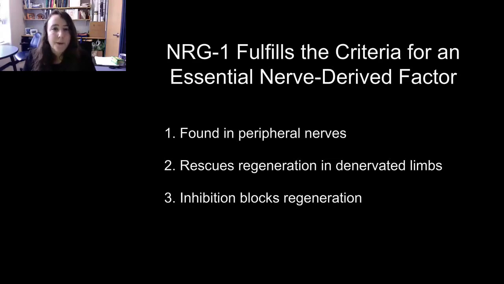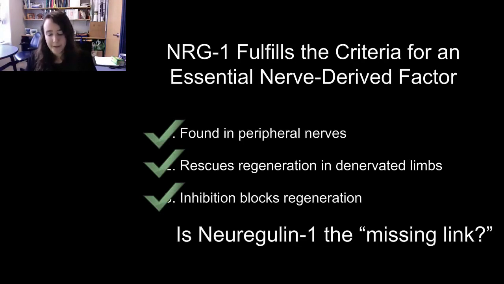And that fulfilled our third requirement. So simply to go over them again, we found that neuregulin-1 is in the peripheral nerves, in the dorsal root ganglia, in the blastema, exactly where you'd expect it to be, along with its receptor. We found that regeneration could be rescued in denervated animals if we added neuregulin. And we found that inhibition of neuregulin blocked regeneration in otherwise normal animals, which is all very exciting because it showed to us that neuregulin-1 has the characteristics that you would expect from an essential nerve-derived factor.